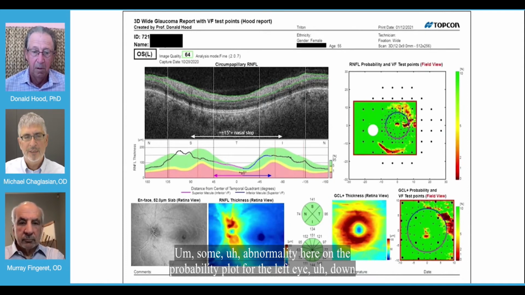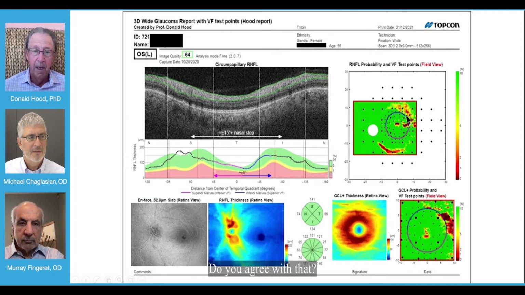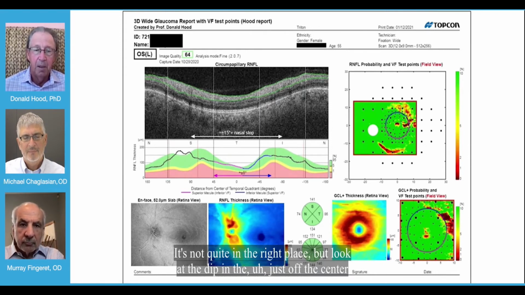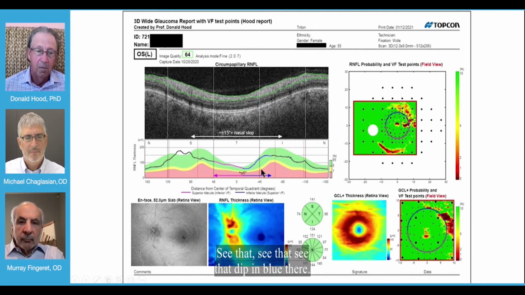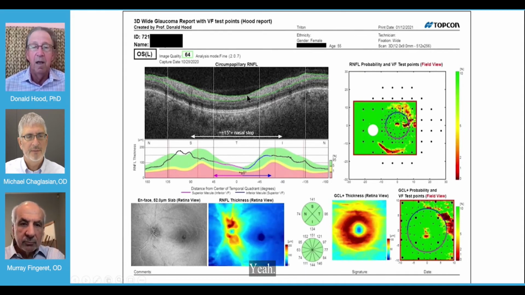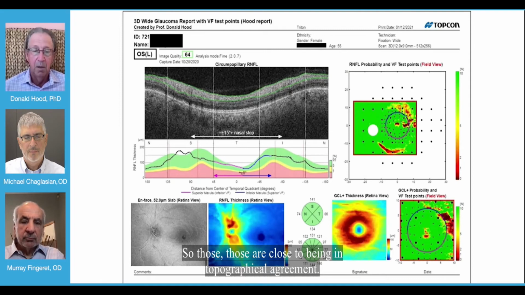Some abnormality here on the probability plot for the left eye, down here. And again, it seems to correlate with more RNFL loss up here. Do you agree with that? Yes. Yeah. And I can imagine a thinning. It's not quite in the right place, but look at the dip just off the center of the temporal region in the Enston curve. Yeah. See that? See that dip in blue there? Yep. If you go straight up to the B scan, I'm sorry. Oh, yes. Here, the thinning. Yeah. So those are close to being in topographical agreement with what you're seeing. So the answer is yes.